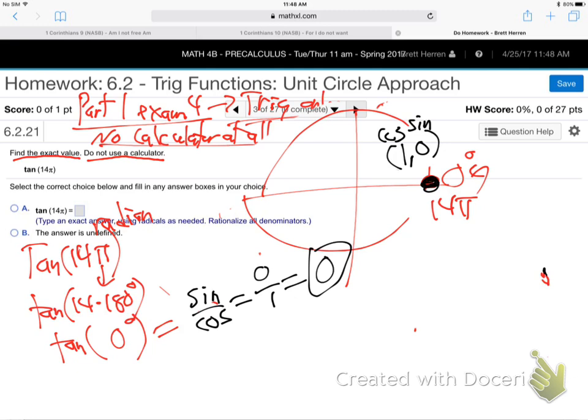So we figured out the tangent without using a calculator. Does that make sense? You find the dot on the unit circle. Is that good? Is that making sense? Questions I can answer?